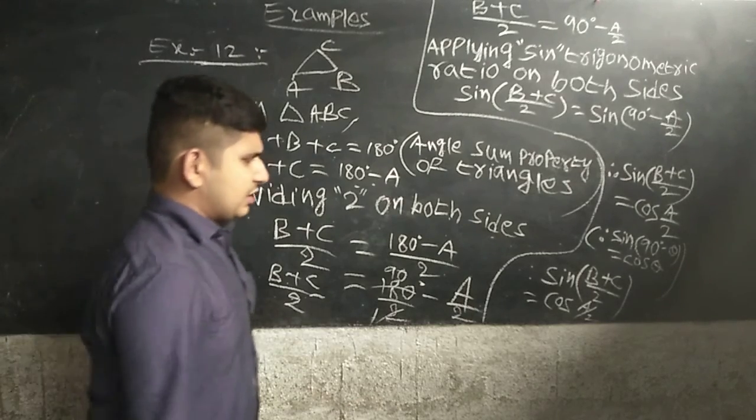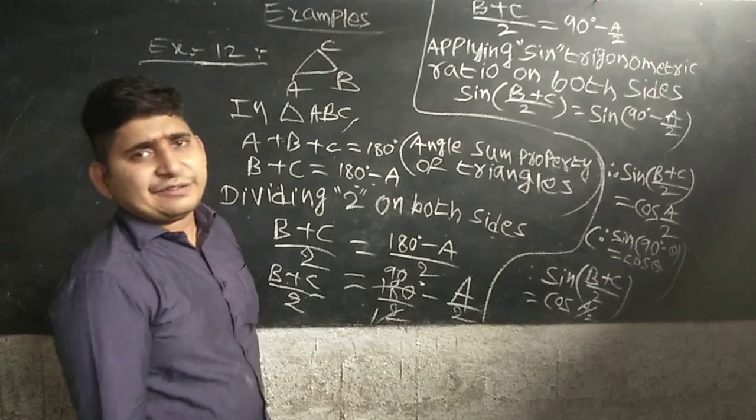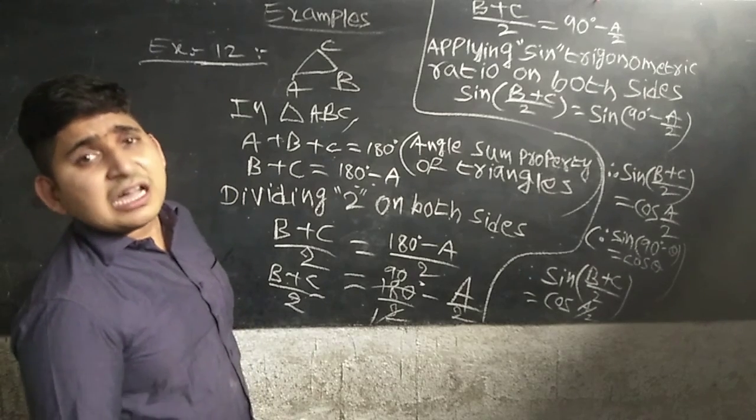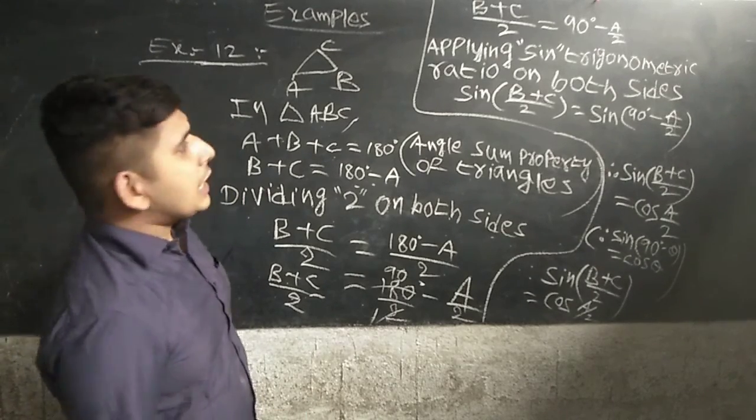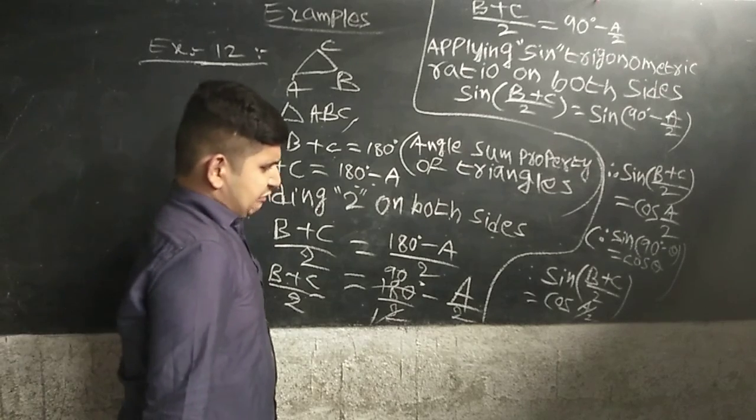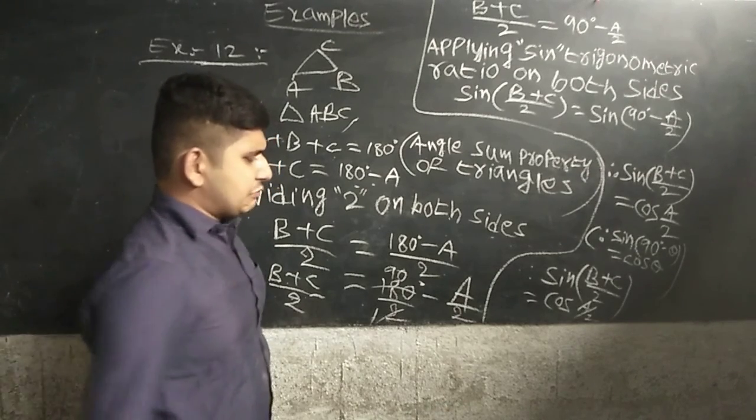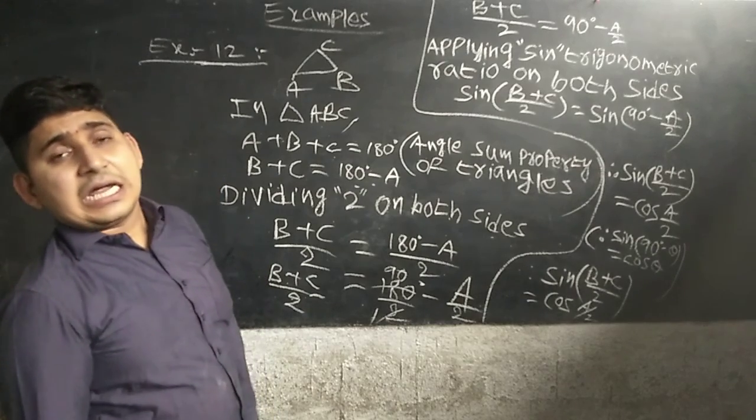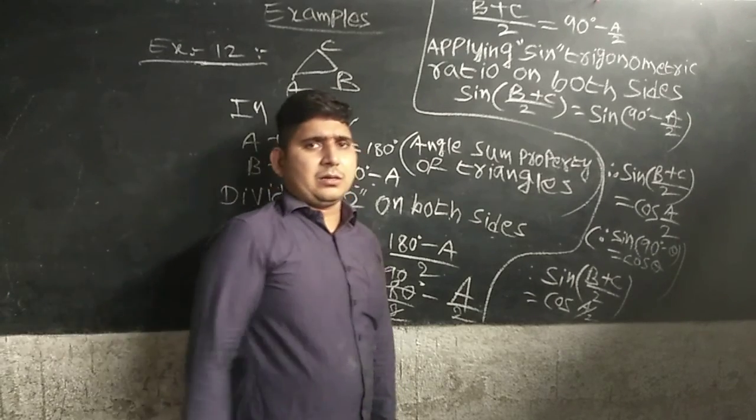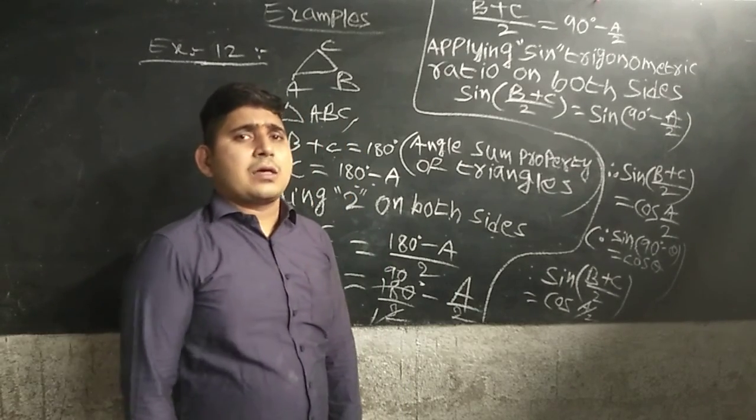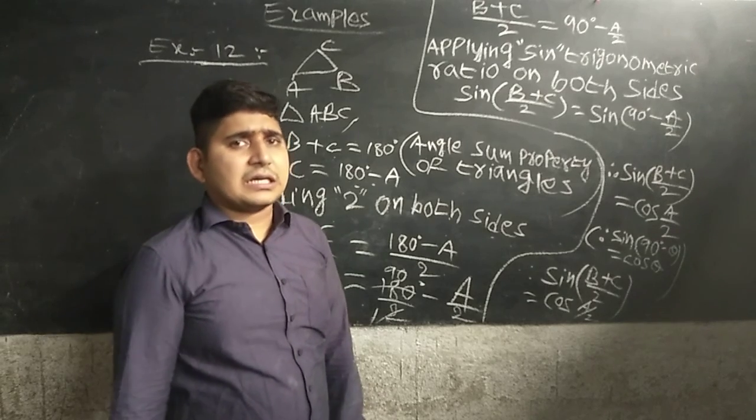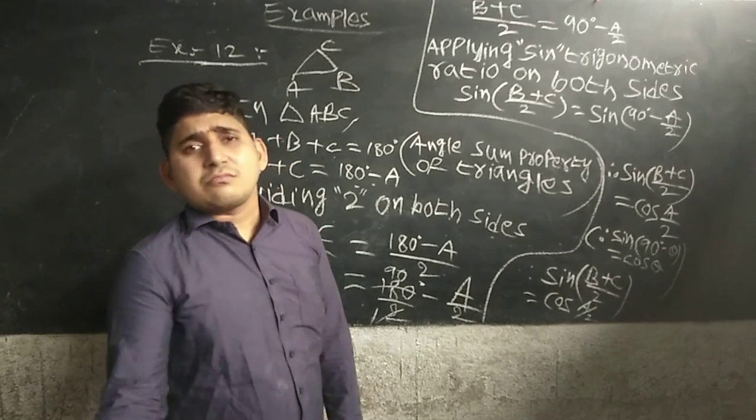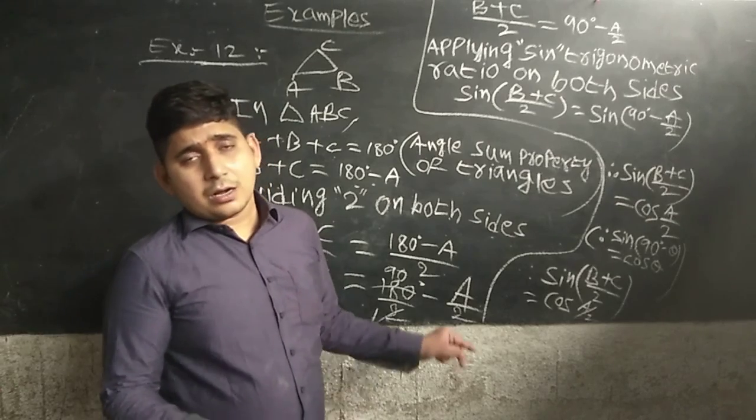So we got the required equation, hence proved. These are your examples on trigonometric ratios of complementary angles. In the next class, we will discuss exercise 7.3 and its corresponding problems. Okay, thank you.